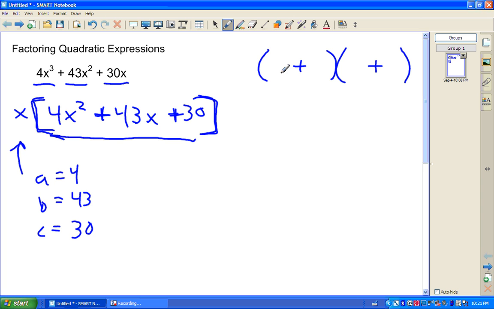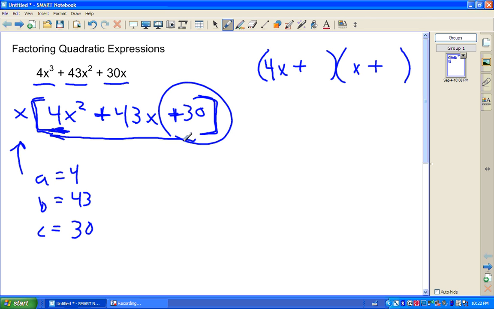So this a, this 4, could be gotten by, I know I'm going to have an x here. We know we're going to have an x here. There's my x squared term. But do I break it down with a 4 and a 1 or a 2 and a 2? So those are the different ways I could get 4. Start with just a 4 and a 1 and see how it goes. And if you can't solve it, then go back and try 2 and 2.